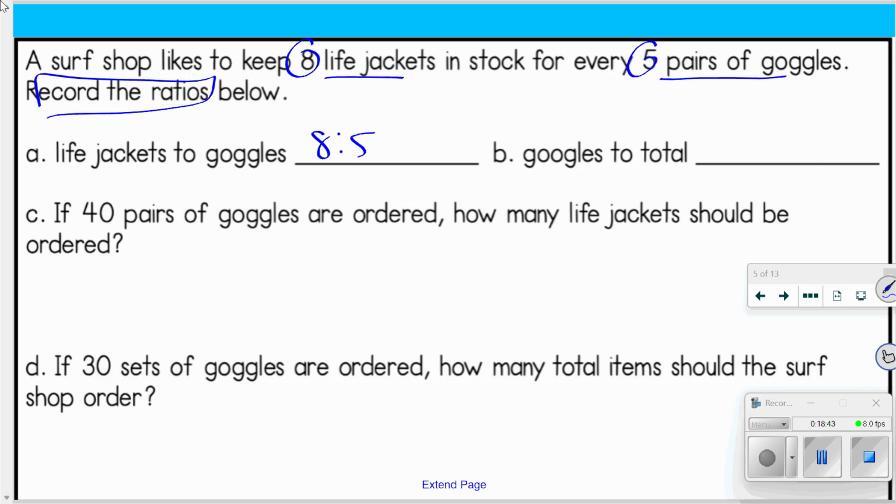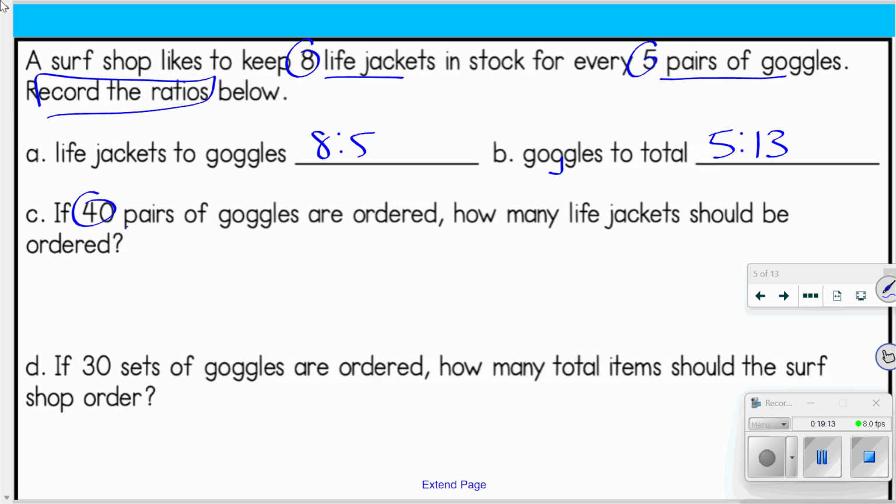And that should have been goggles, not Googles. The total would have been, goggles was 5. Total, I find by adding those 2 together, which would have given me 13. So normally, if they're asking specifically for a ratio, I'm going to put it in colon format. But once I start to do it as proportions, I'm going to change that into a fraction format. Because for me, fractions just work better in order to do them.